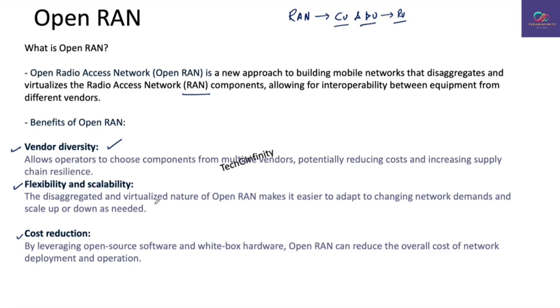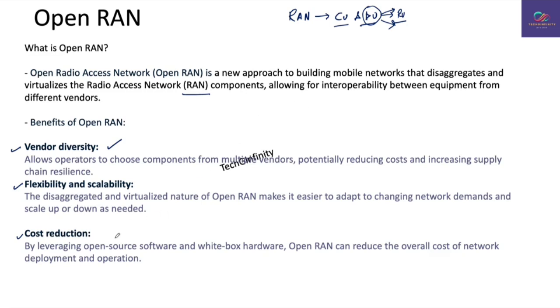Then we have flexibility and scalability. The disaggregated and virtual nature of Open RAN makes it easier to adapt to changing network demands and scale up or scale down as needed. We can have different DUs connected with several RUs, depending upon how many RUs a single DU can support. We can scale up or scale down depending upon the requirements we have.